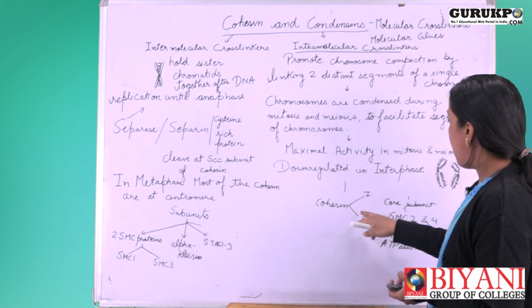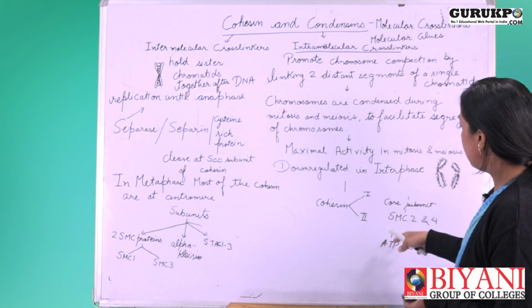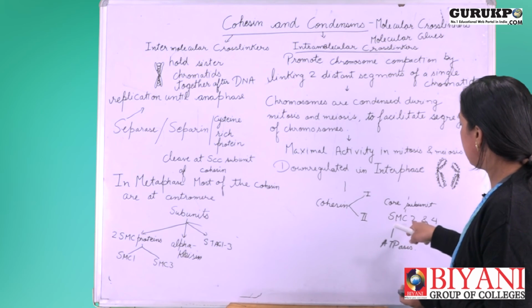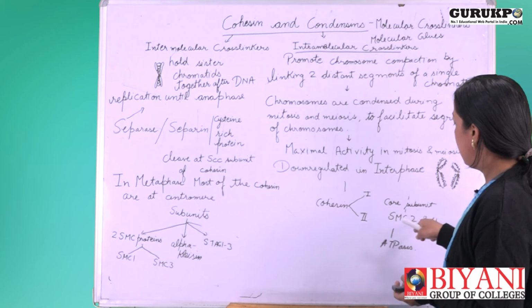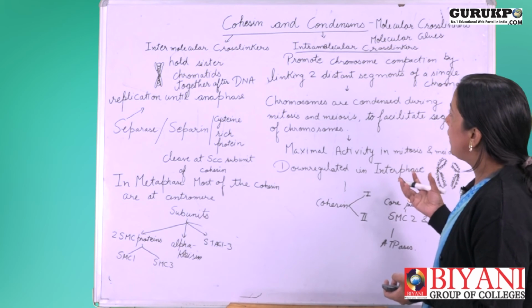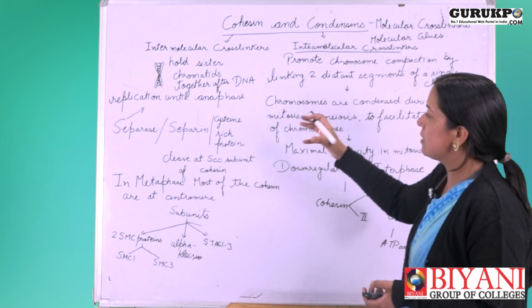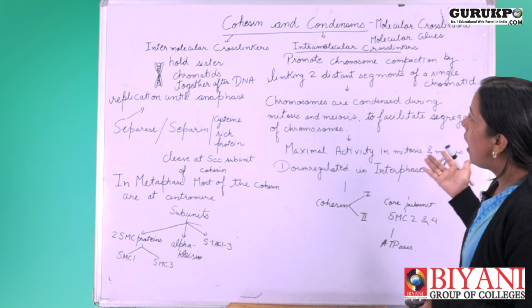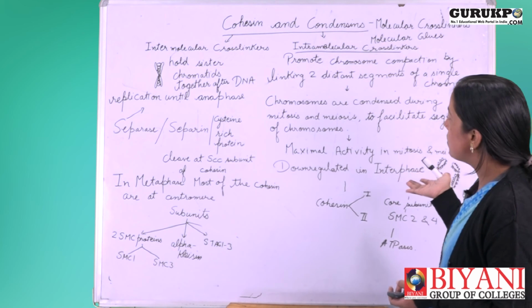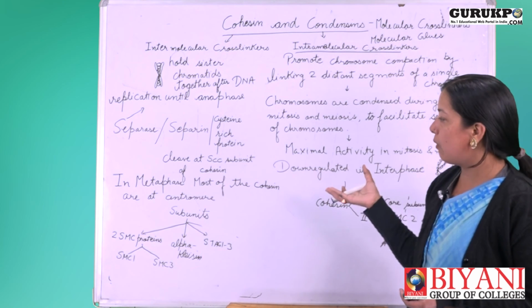These condensins are also of two types, condensin I and II, and the similarity between them is that they both contain the core subunits SMC2 and SMC4. These SMC2 and 4 are ATPases which provide ATP for the activity of these condensins. So, this is how cohesins and condensins help in separation of the chromosomes during cell division, and how their activity is regulated.